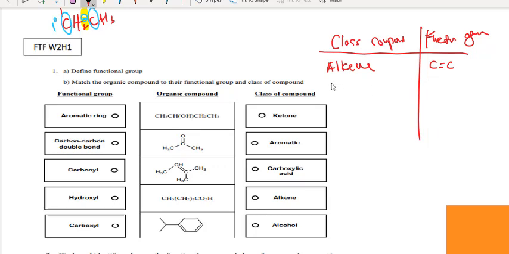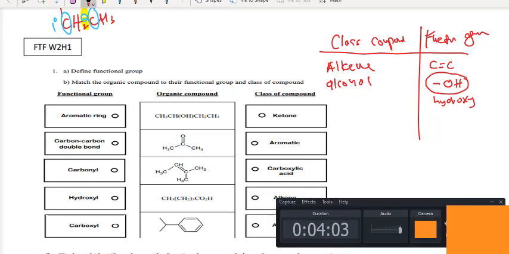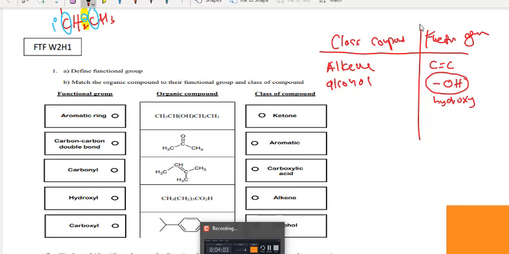This is C double bond C. Then alcohol: if the class of compound is alcohol, that means the compound contains the functional group OH. So what is the name of the functional group OH? It is hydroxyl. Hydroxyl is the functional group for alcohol.